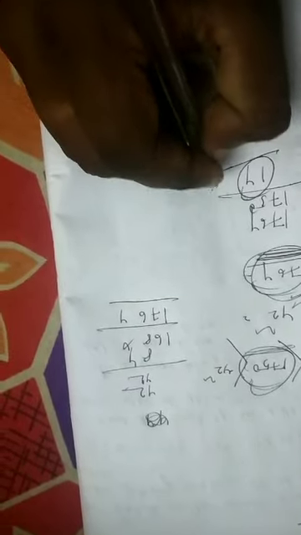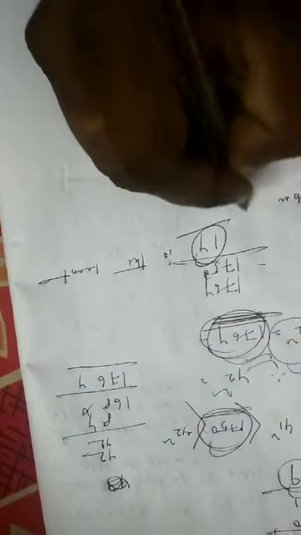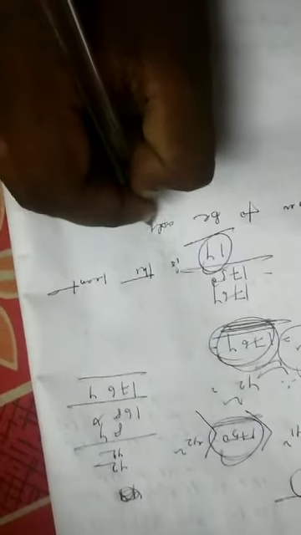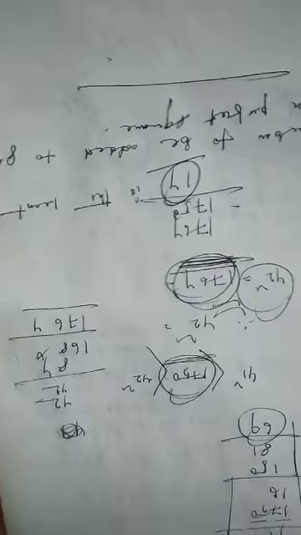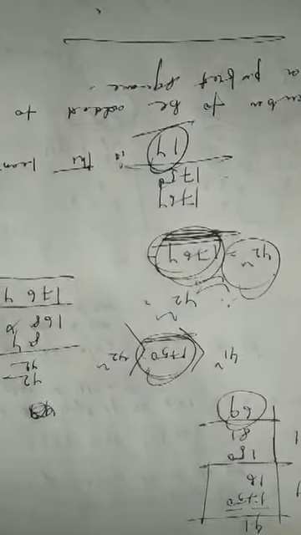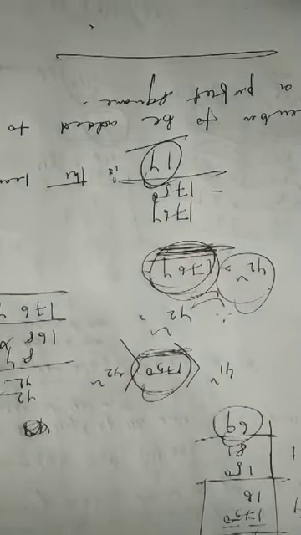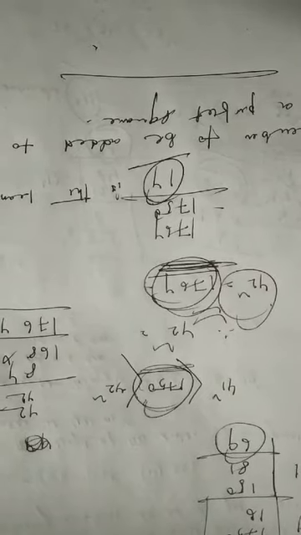14 is the least number to be added to get a perfect square. This is the answer. So children, this way we actually find the least number to be added to a non-square number in order to make a perfect square.